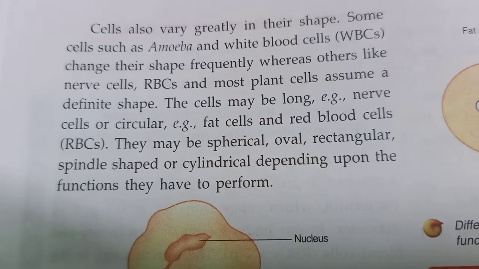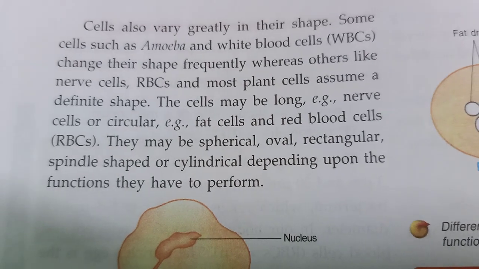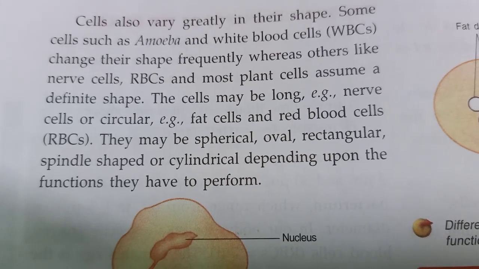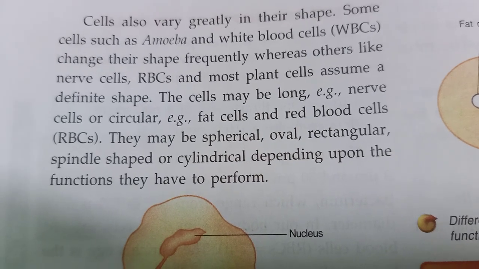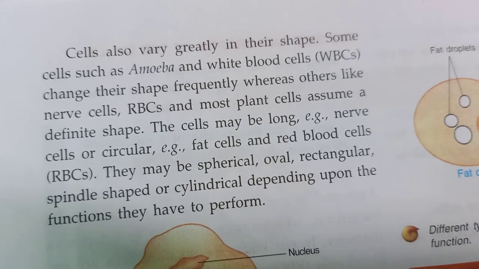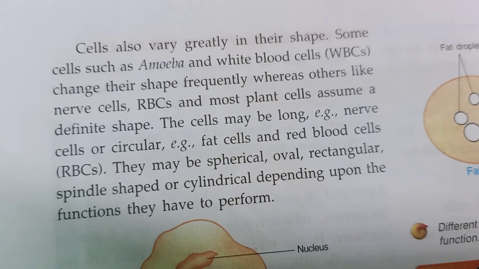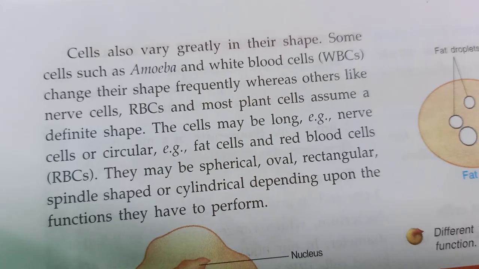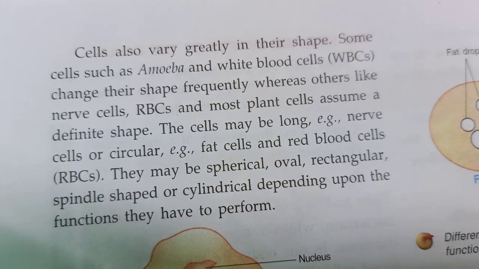The cells also vary greatly in their shape. Some cells, such as amoeba and white blood cells, change their shape frequently, whereas others, like nerve cells, RBCs, and most plant cells, assume a definite shape. So some cells change their shape frequently, and some have a well defined shape. They do not change their shape.